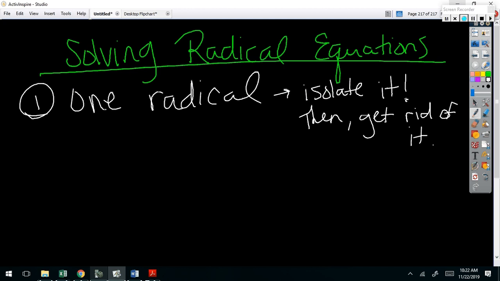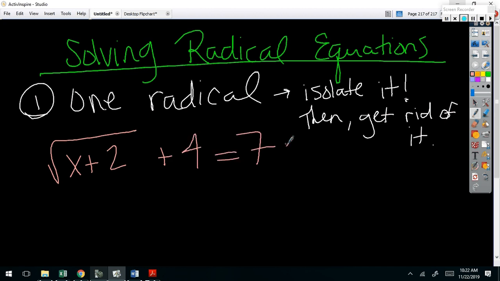Isolate and get rid of it. Get it by itself and get rid of it. Okay. I see now, Marshall. All right, so let's say this is my equation. It's clearly one radical, right? So one radical, I need to isolate it first and get it by itself.